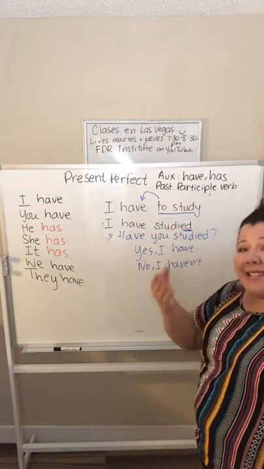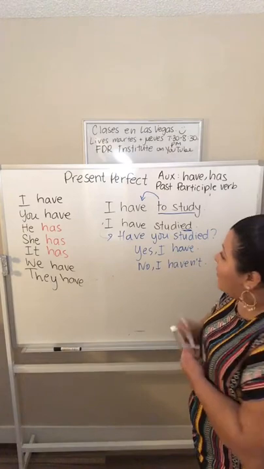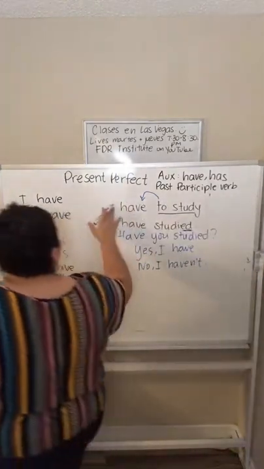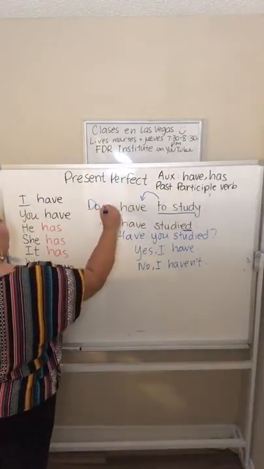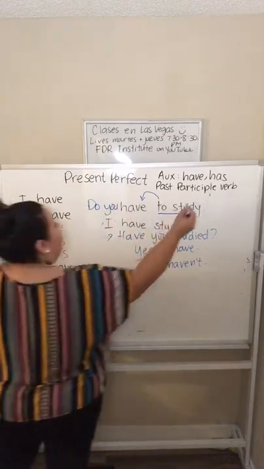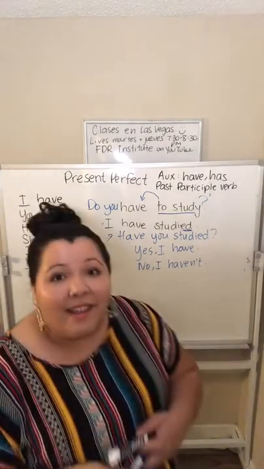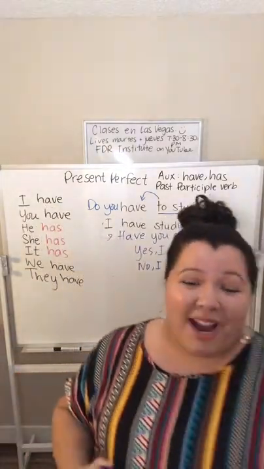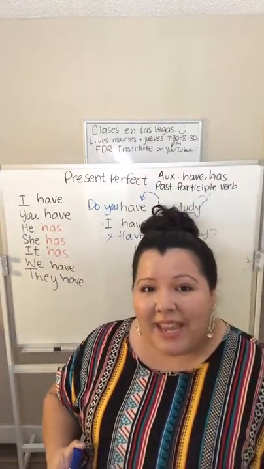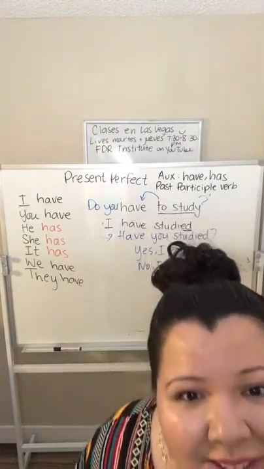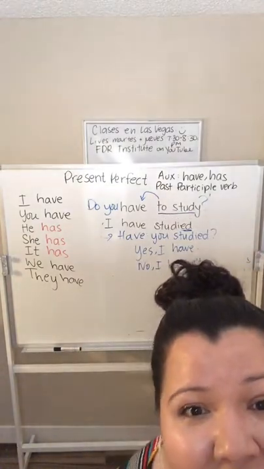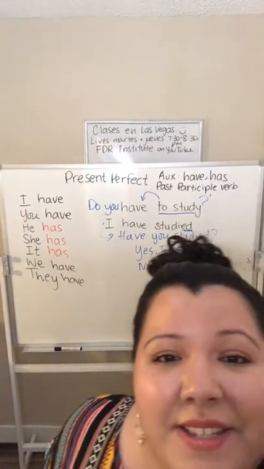Pero con la primera. Entonces, como esto no es presente perfecto, no se debe preguntar have you. Como es tiempo presente simple, preguntaríamos, voy a borrar aquí, do. Do you have to study? Right? That's the simple present. ¿Tienes que estudiar? Do you have to study?